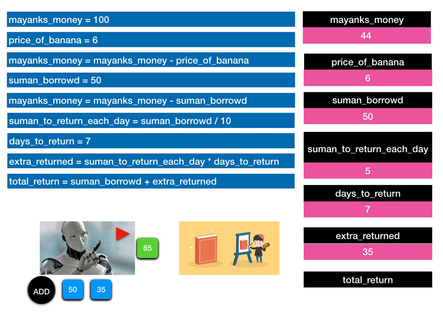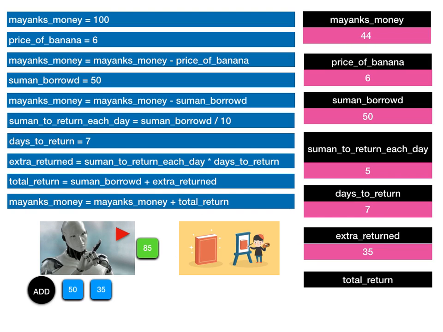Okay, now total return plus Mayank's money makes the total amount with Mayank. So that's where we go, which is Mayank's money plus total return. Once again similar things. Mayank's money, which is 44, would be copied here. Total return 85 would be copied here. Operation is add. Executing it gives us 129, and because this 129 gets stored to Mayank's money, this guy once again takes it back, copies from here to here.